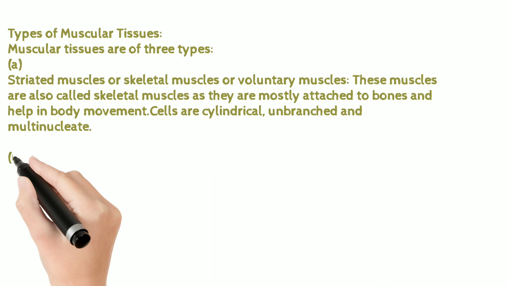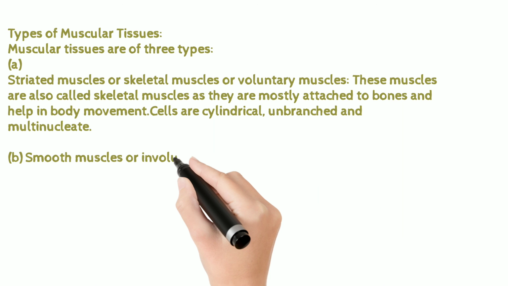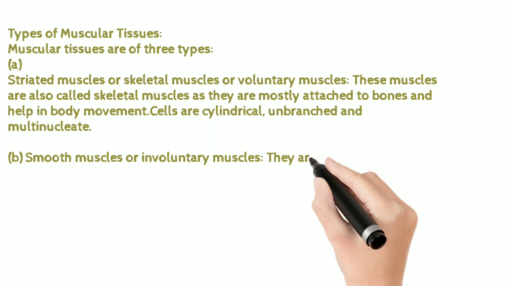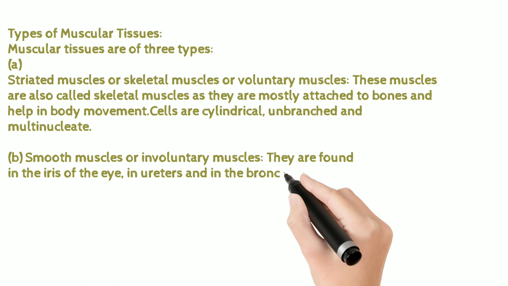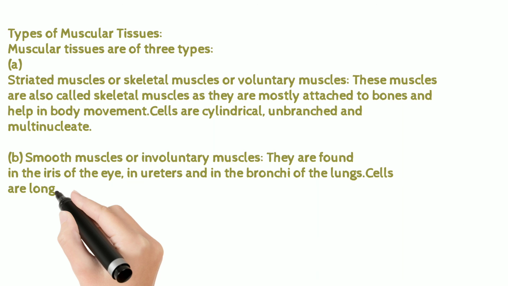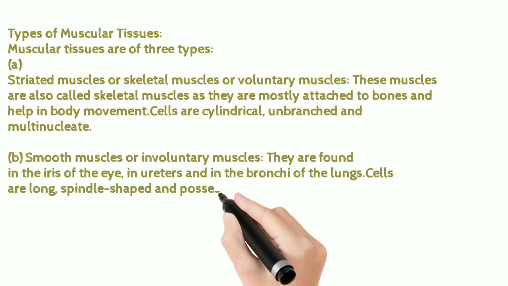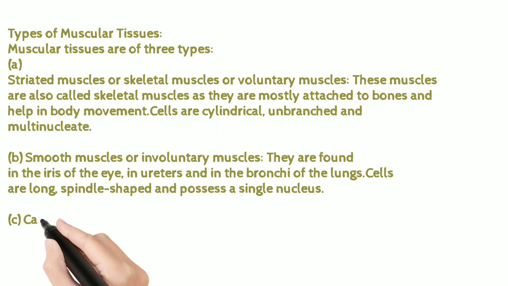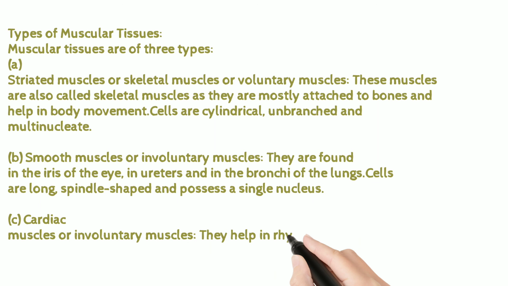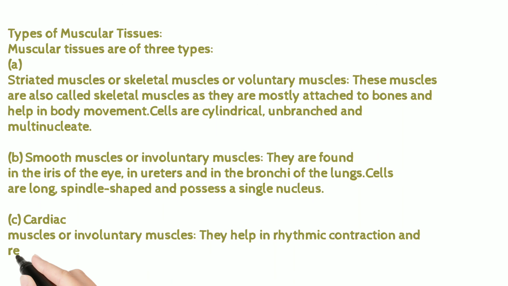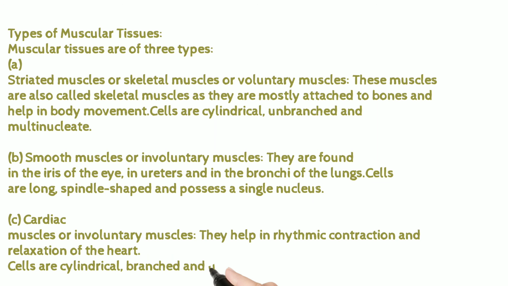B. Smooth muscles or involuntary muscles. They are found in the iris of the eye, in aortas and in the bronchi of the lungs. Cells are long, spindle-shaped and possess a single nucleus. C. Cardiac muscles or involuntary muscles. They help in rhythmic contraction and relaxation of the heart. Cells are cylindrical, branched and uninucleate.